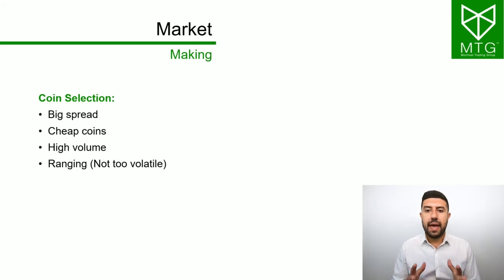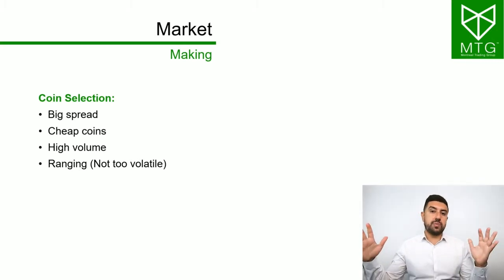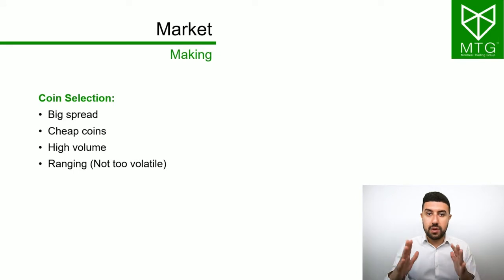So for market making, how do you select our coins? Now, we're not going to want to market make anything, right? There are specific coins that are going to be best for market making. So the coins we want to look at are coins that have big spreads, so the difference between the bid and ask is big. Why? Because we're buying at the bid, we're selling at the ask. We want this to be as big as possible for us to make the most amount of profit.